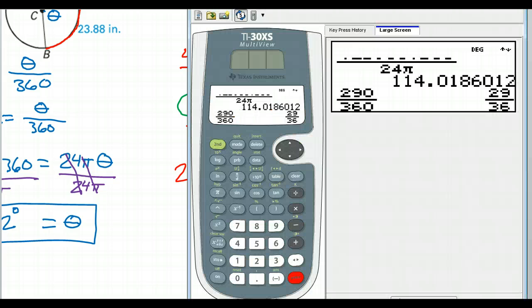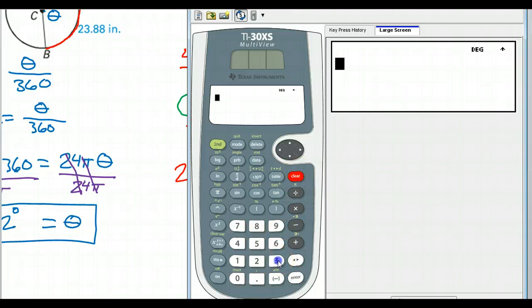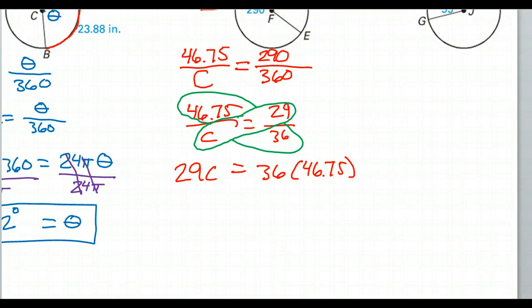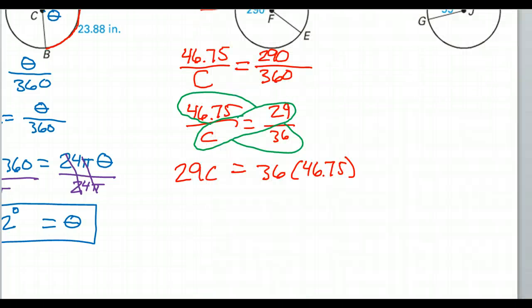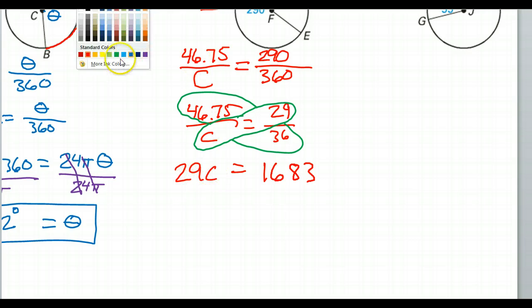Okay, now let's see. I'm kind of curious what would have happened if I had multiplied those together. 36 times, what was it? 46.75. Well, that's not too bad. 36 times 46.75, so 1,683. That's pretty good. I'm going to go with that. 1,683. Let's go ahead and divide both sides by 29.